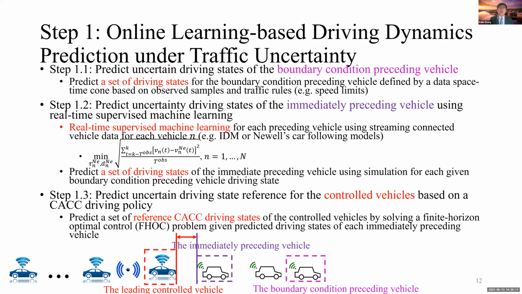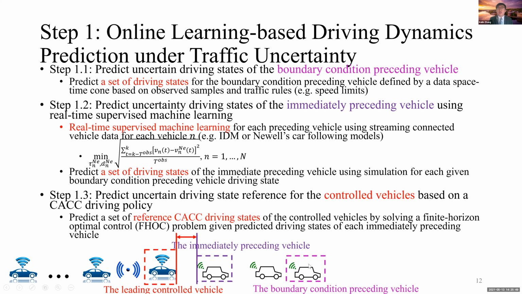So the first one: we try to learn how the preceding vehicles drive in the next prediction horizons, so we address the traffic uncertainty. Here we have the fleet of controlled vehicles, and here the preceding vehicles. For the first vehicle in the preceding vehicles, we call it the boundary condition preceding vehicle, because we have the communication range.